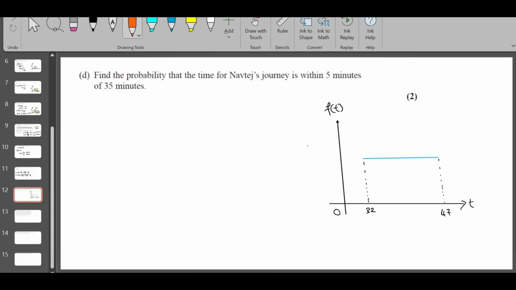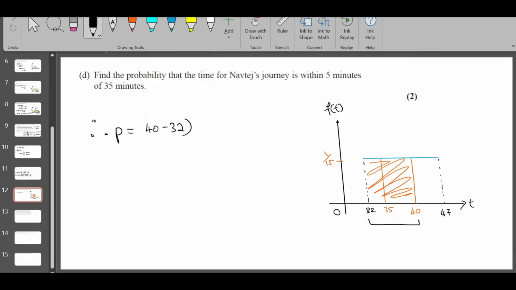Find the probability that his journey is within 5 minutes of 35 minutes. So 35 plus 5 is 40. Let's say 40 is here. So we need to find this area. We know the height is 1 over b minus a. Therefore, the probability is the length, 40 minus 32, times the breadth of the rectangle, 1 over 15. That's basically 8 over 15 is the answer. That's all.